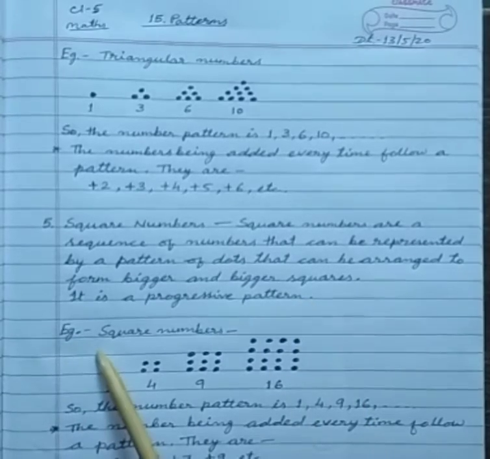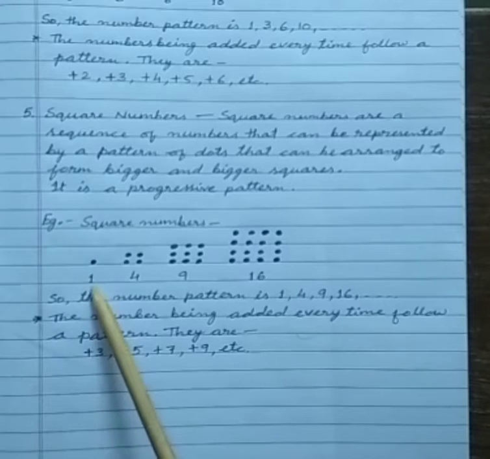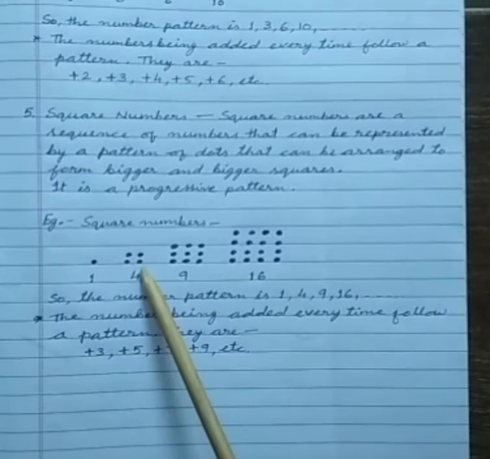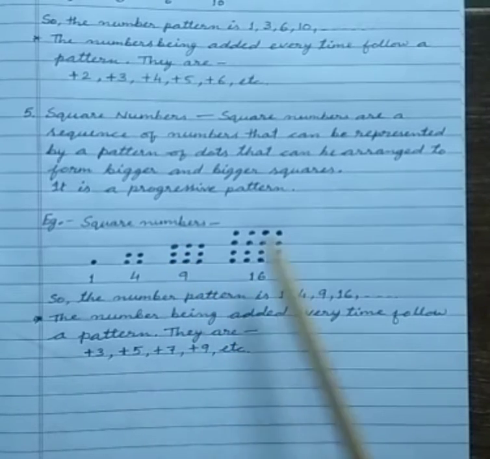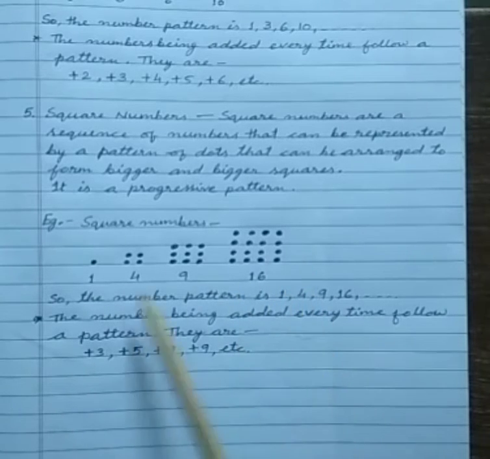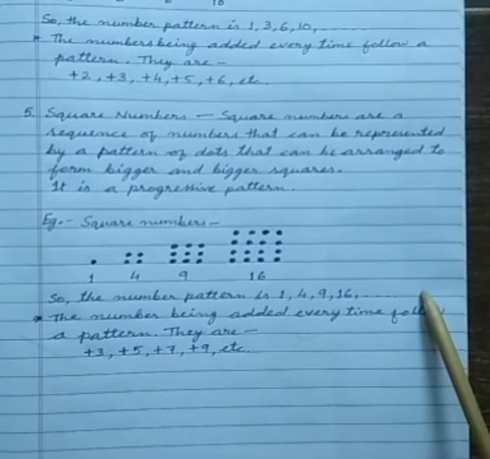For example of square numbers, see, first you have 1 dot, we have 4 next to form a square, next 9 dots to form a square, then 16 dots to form a square. So the number pattern here is 1, 4, 9, 16, and so on it will go.